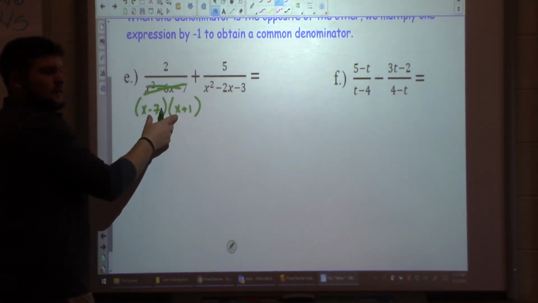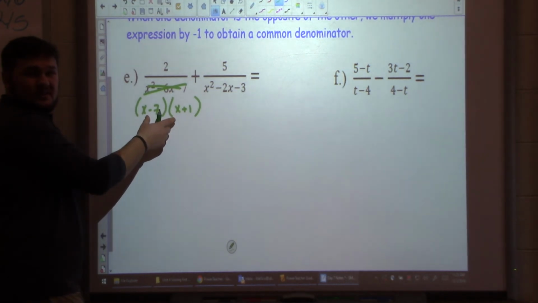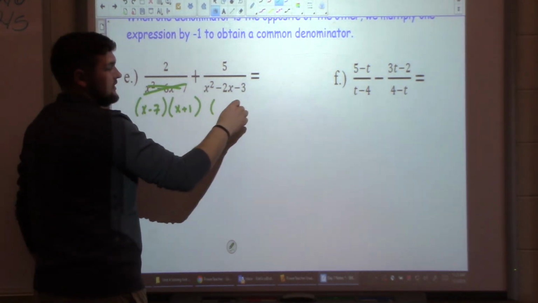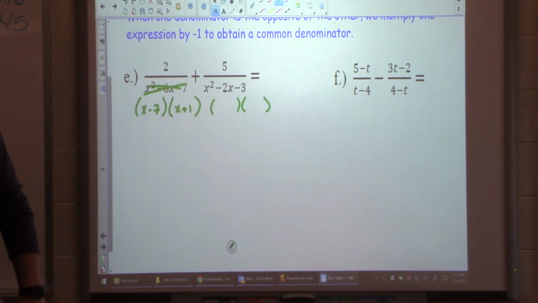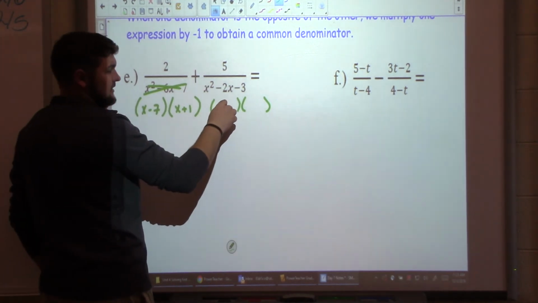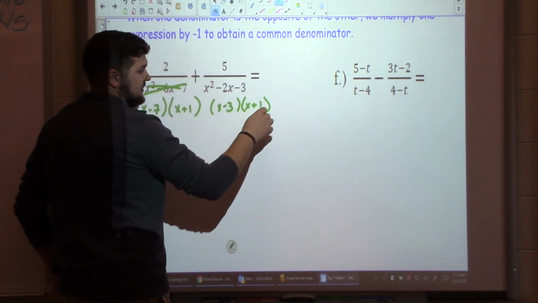Hey, is it okay if I just write it like this instead of rewriting the whole thing? Yes. Okay. The second one multiplies to -3, adds to -2. -3 and 1. So x minus 3, almost, x plus 1. Okay.